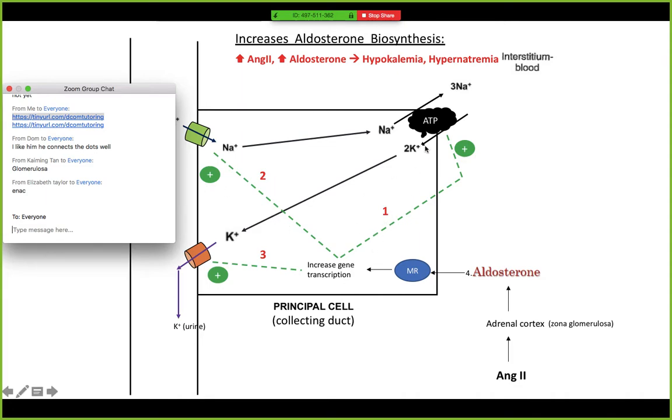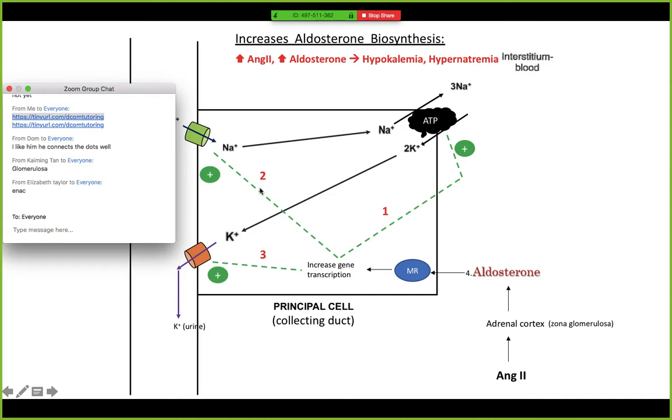So anyways, gene 1 is going to increase the activity of the sodium-potassium ATPase pump, and you're going to increase sodium reabsorption into the blood. And then you're also going to increase the amount of potassium in the principal cells, which will eventually leak out into the tubular lumen of the collecting duct and into the urine.